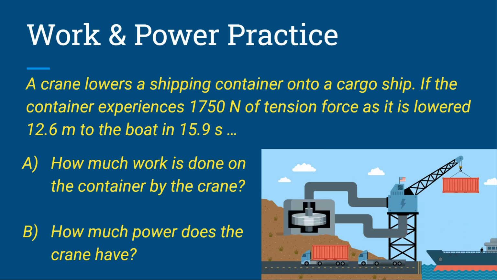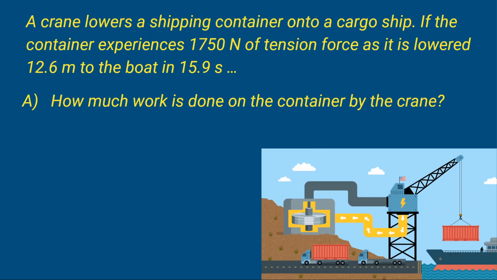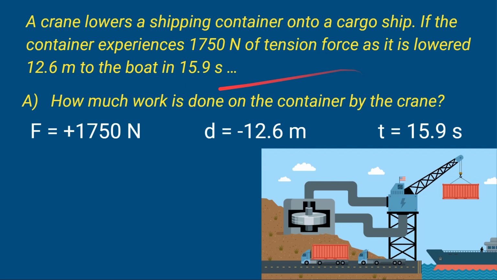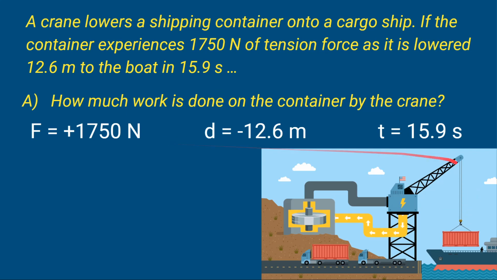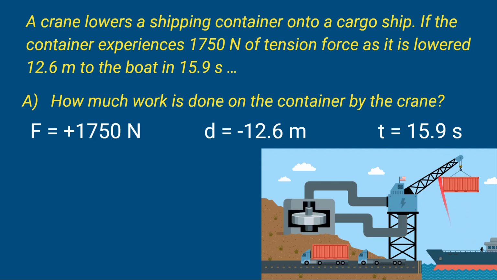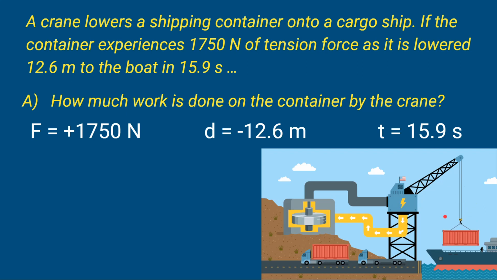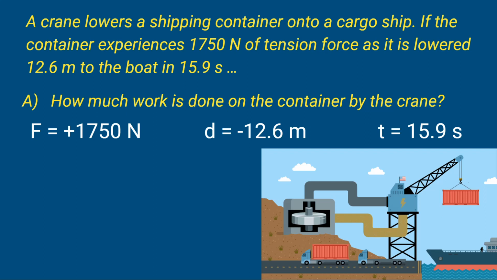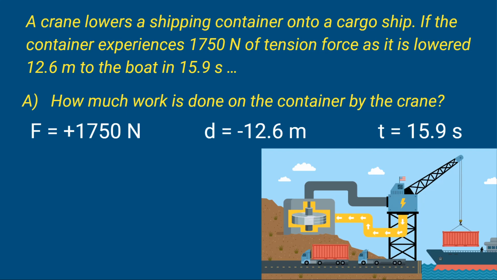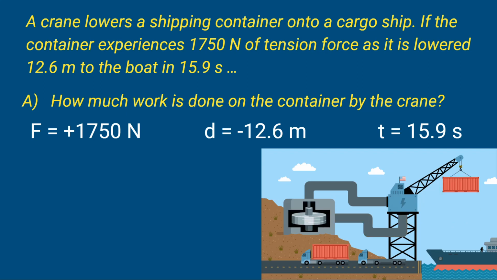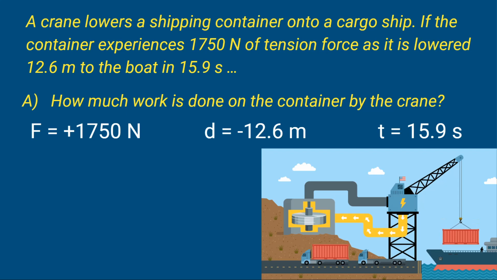So we're looking for work and power here. Let's start with the work calculation. And again, here's the information that I know. I know that that tension force applied to the crane is an upward force. I can see it in the picture, but the crate is basically only suspended due to that force of tension in the upward direction. I know the displacement of the crate is downward because it's being lowered, and so my displacement is negative 12.6, and my time is 15.9 seconds.